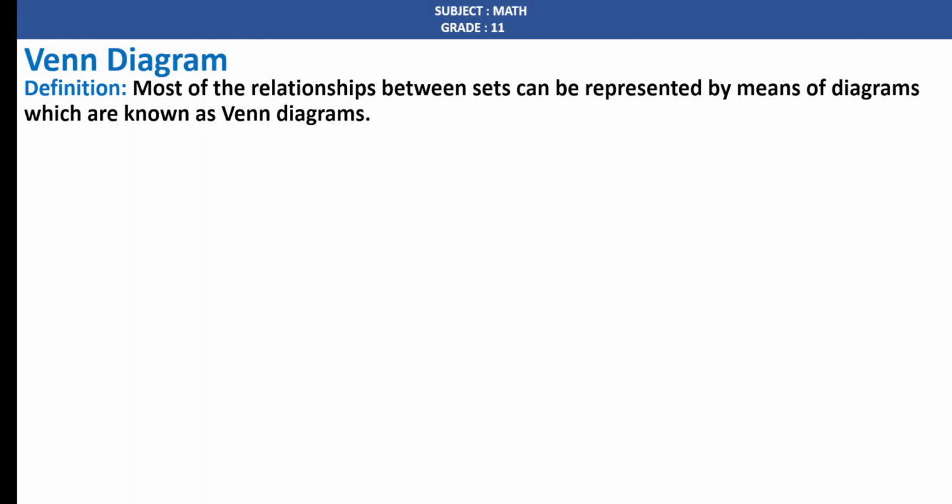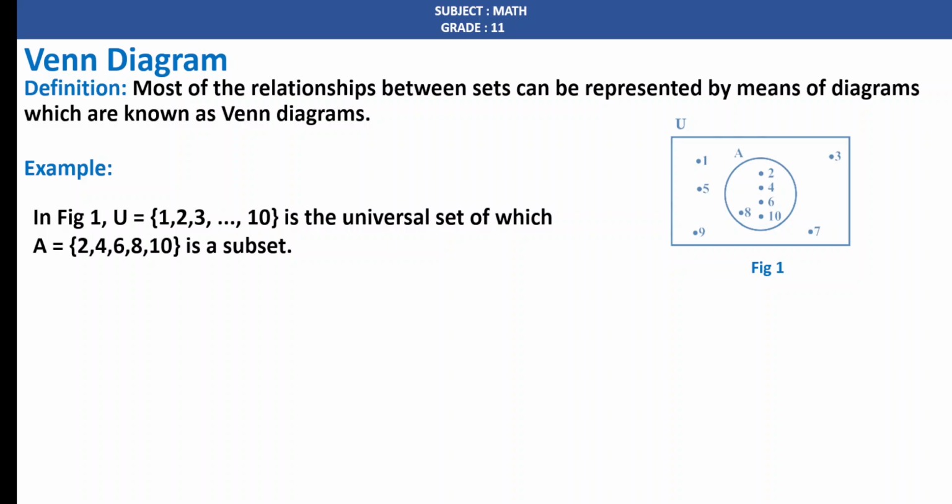Venn diagram. Definition. Most of the relationship between sets can be represented by means of diagrams which are known as Venn diagrams. Example. Here, if the universal set is having 1, 2, 3 till 10, and A is 2, 4, 6, 8, 10, a subset. Therefore, we can represent A as a subset which consists of 2, 4, 6, 8, 10, and the universal set consists of 1, 2, 3, 4, 5, 6, 7, 8, 9, 10.